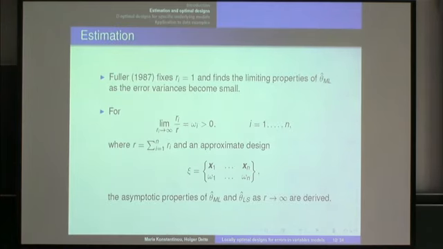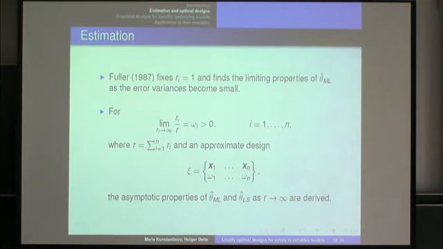These assumptions follow the ones used by Fuller, who also considers nonlinear functional models with classical additive errors, but he fixes the Ri's to be equal to 1, and he finds the limiting properties of the maximum likelihood estimator as the error variances become small. So to relate his result to our repeated observations setup, we take omega i to be the limit of Ri over R, where R is the total number of observations, and we gather this information in an approximate design.